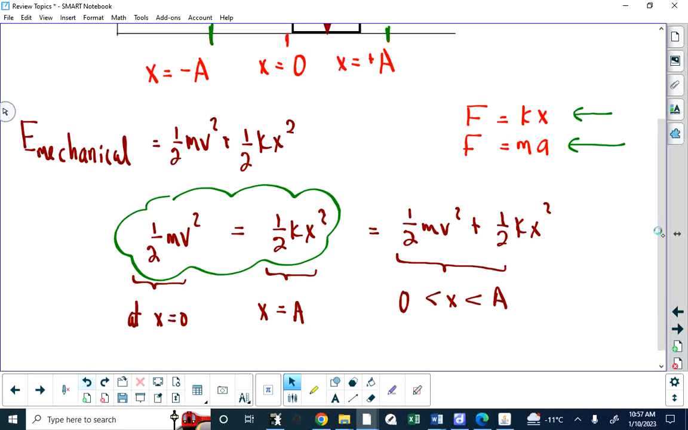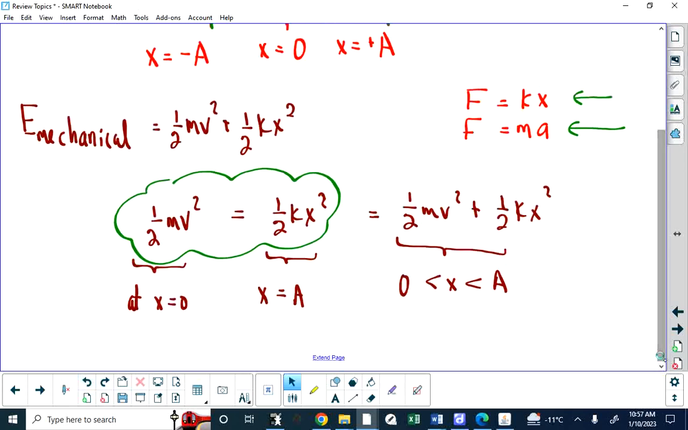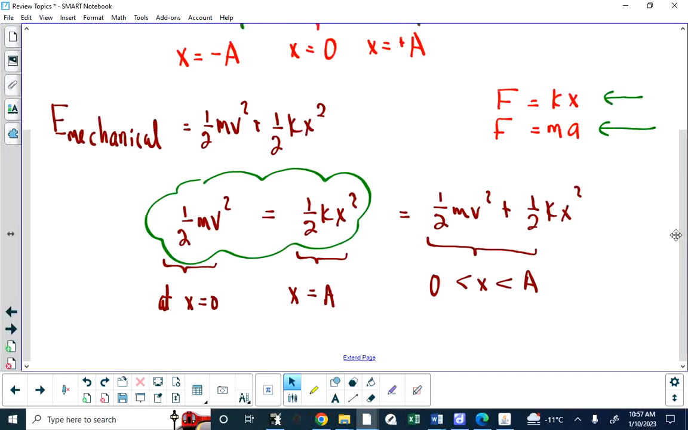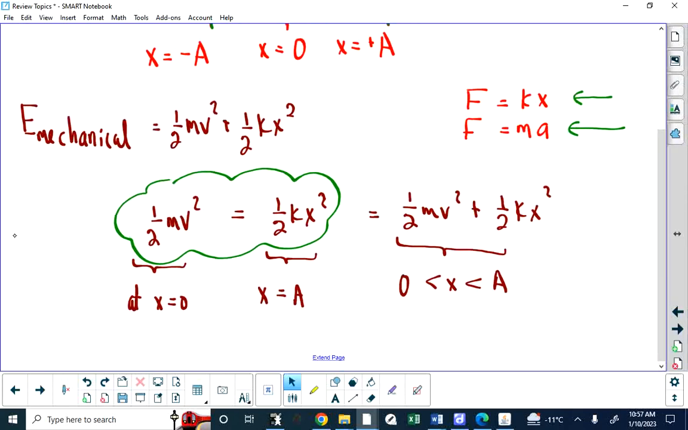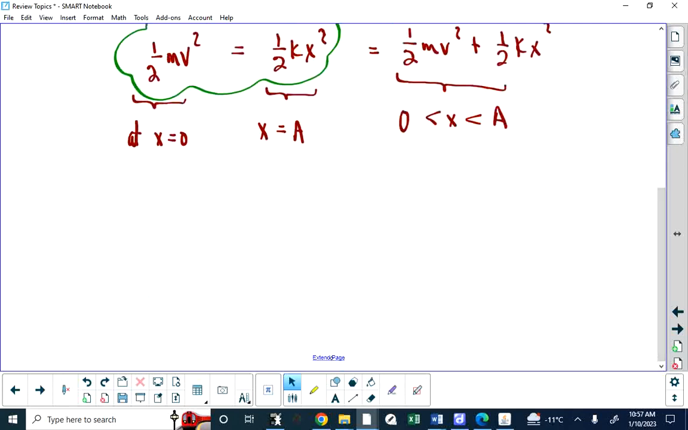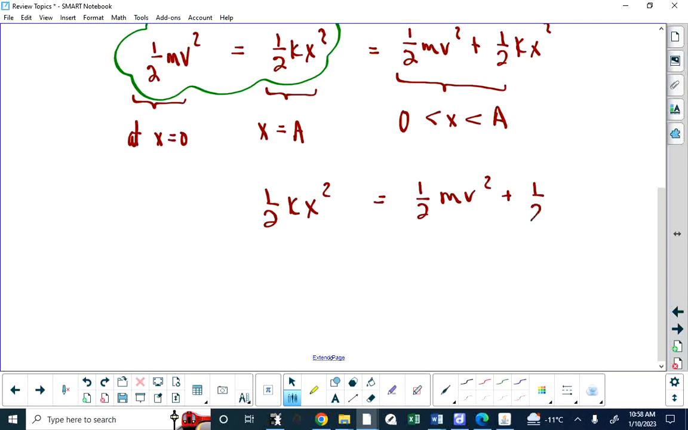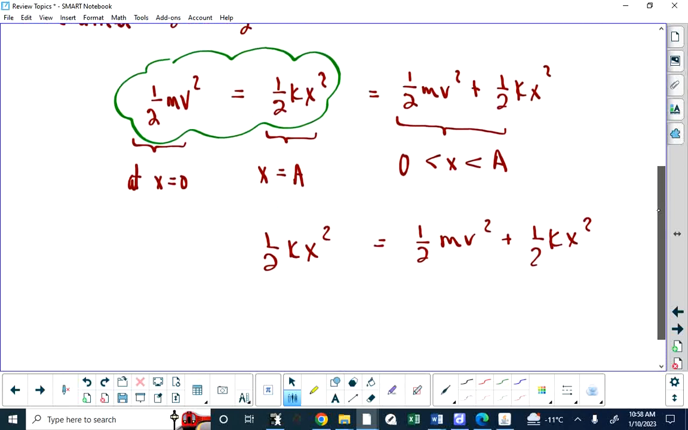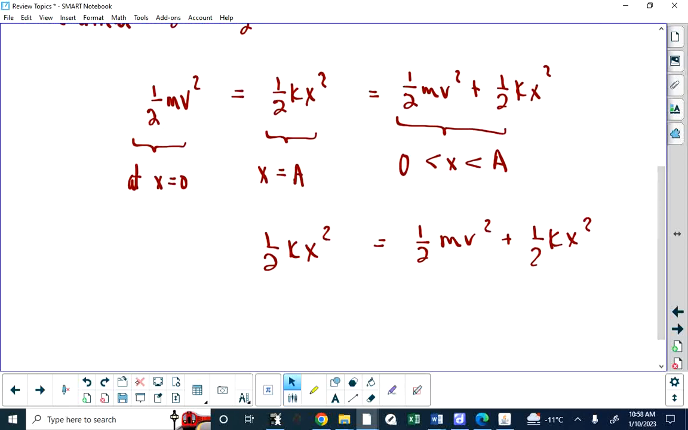If I were to solve a physics problem by using, say, 1/2 kx squared equals 1/2 mv squared plus 1/2 kx squared, I'll just ask you, if I do that, are the two x's in this equation the same x's?